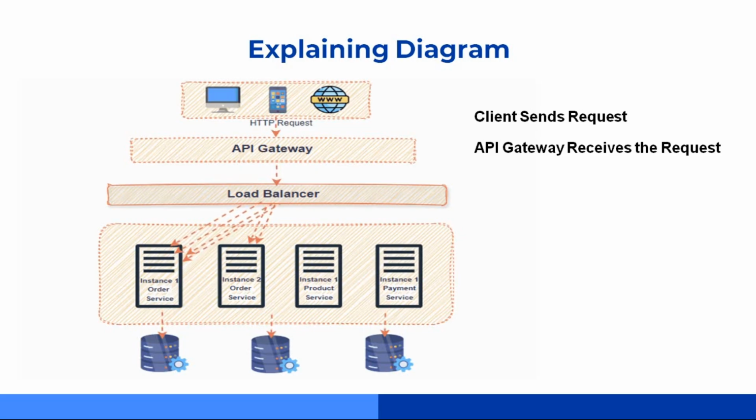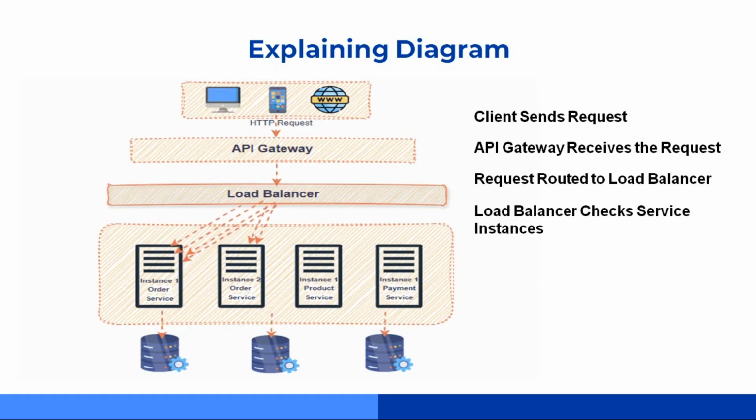Now the API gateway is the very first layer that catches this request. It takes care of authentication, rate limiting, and routing. Once it's sure everything checks out, it decides which service, maybe order, product, or payment, should handle it. 3. Request routed to load balancer. If it's for the order service, the API gateway passes it along to the load balancer.